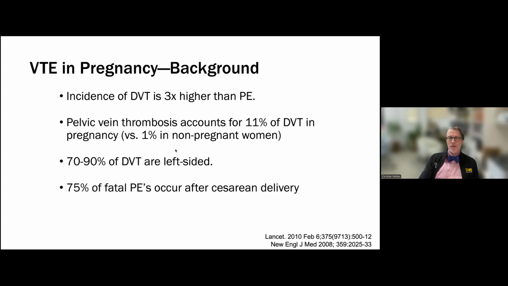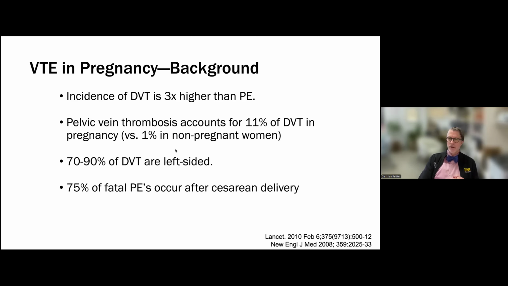And when we think about what types of venous thromboembolisms we have, generally a DVT or a PE, and most frequent is the DVT. That's about threefold higher. And we do also see pelvic vein thrombosis, which is about 11% of our DVTs in pregnancy, and that's very rare in non-pregnant women.